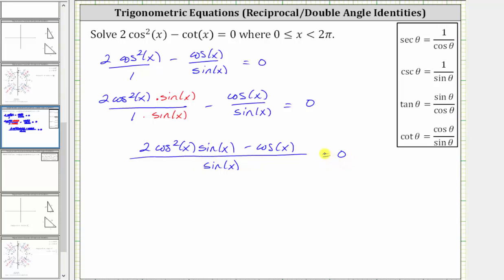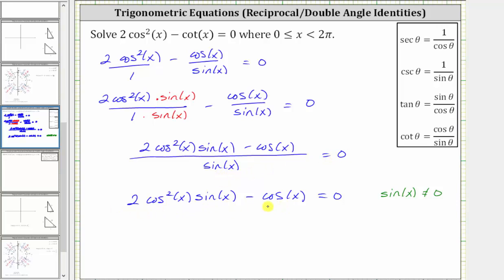A fraction is equal to 0 when the numerator is equal to 0 and the denominator is non-zero, which means the fraction on the left is equal to 0 when the numerator of 2 cosine squared x sine x minus cosine x is equal to 0, and also the denominator of sine x can't equal 0. Sine x can't equal 0 because if it did, we would have division by 0. We could have also gotten the same result by clearing the fraction from the equation by multiplying both sides of the equation by sine x.